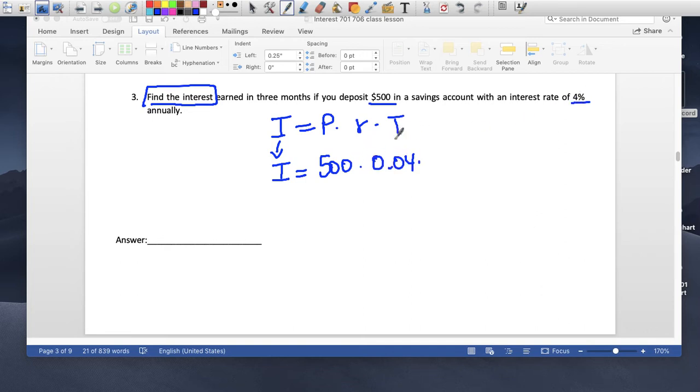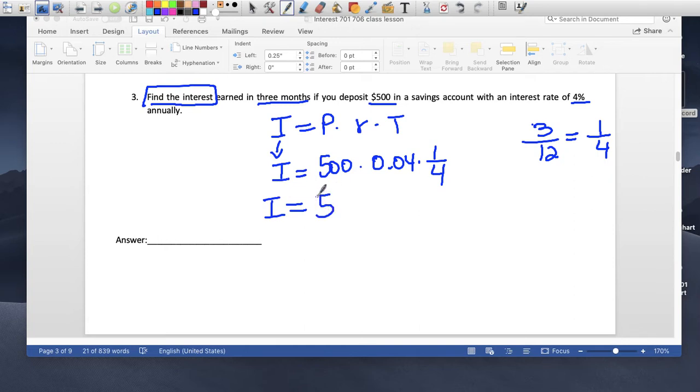And the time, how much time? 3 months. So again, what's 3 months in terms of years? Well, 3 months is 3 out of 12. Or, if you simplify that, we make it 1 out of 4. So 3 months is 1/4 of a year. So I'm going to write 1/4. Now, I just get to multiply. So 500 times 0.04 times 1/4 is going to give me 5.